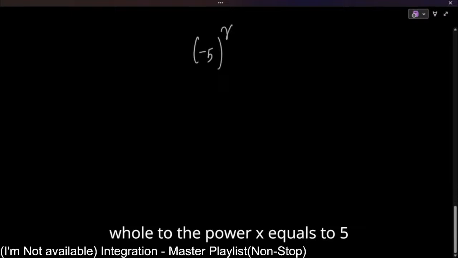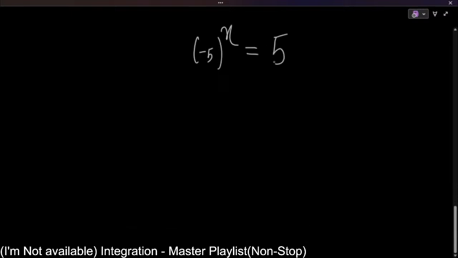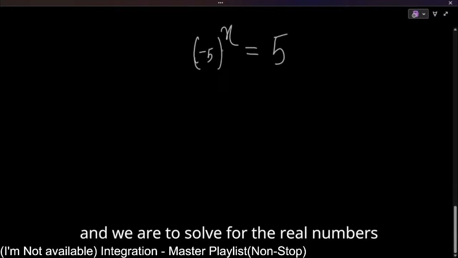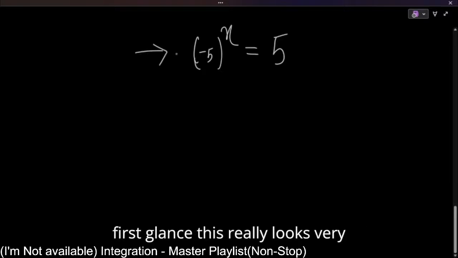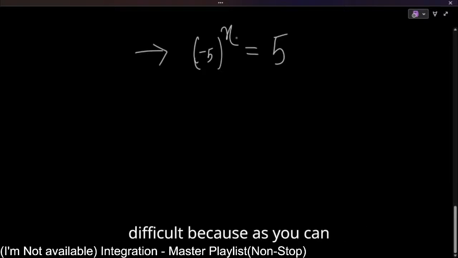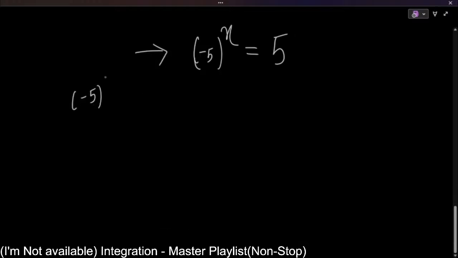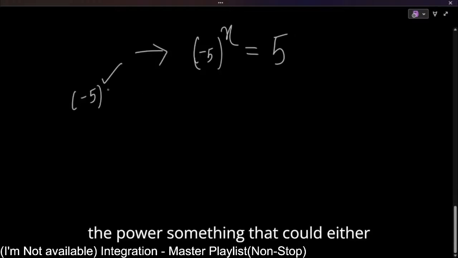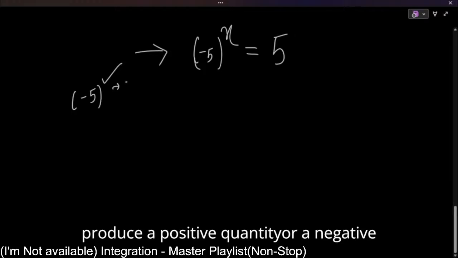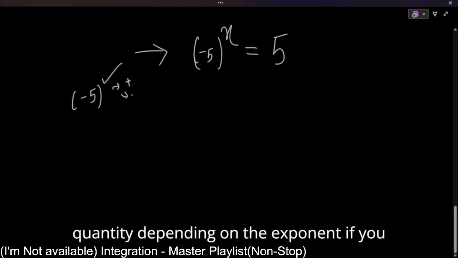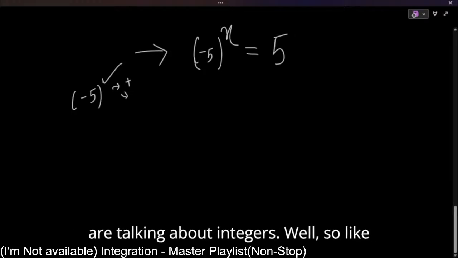The problem from Harvard University: (-5)^x = 5, and we are to solve for the real numbers x which satisfy this equation. At first glance, this looks very difficult because (-5) to the power of something would produce either a positive or a negative quantity, depending on the exponent, if you're talking about integers.